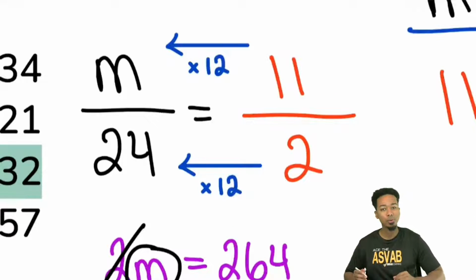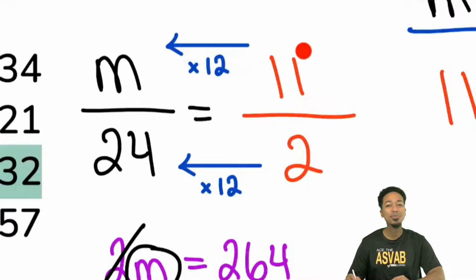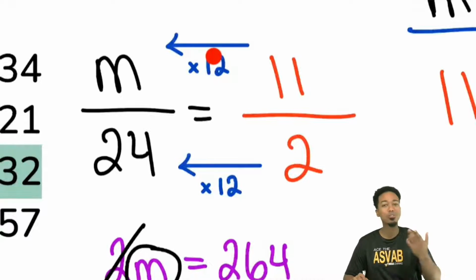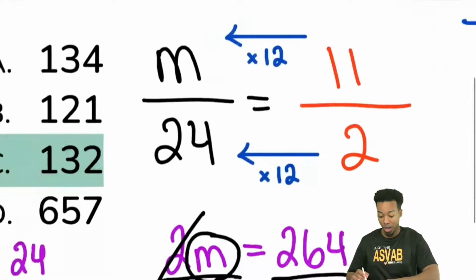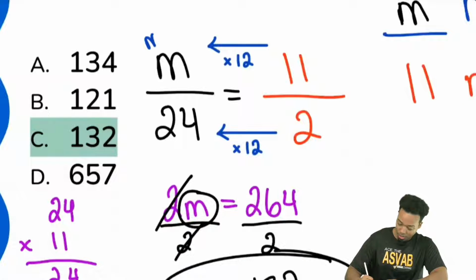My party people, what is 11 times 12? Hit me. Look at that. If you know your multiplication tables, 11 times 12, that's going to give you 132, and you're done right away.